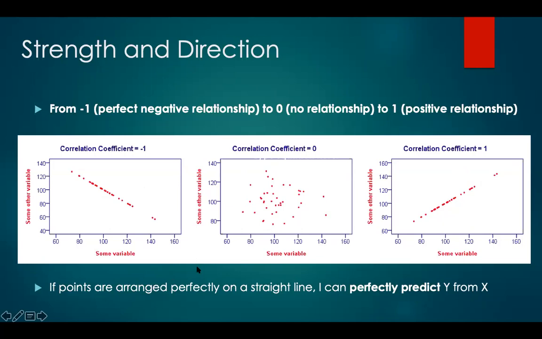Now, if points are arranged perfectly on a straight line, I can predict y from x. So if I know that x equals 100, I could read up and see that y also equals 100.